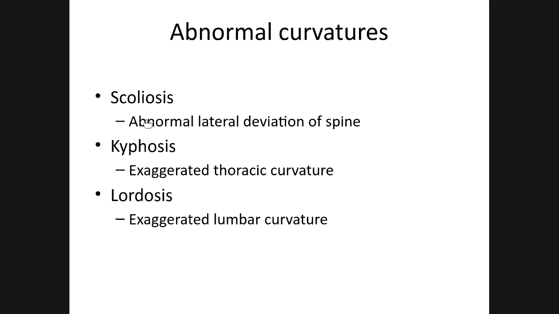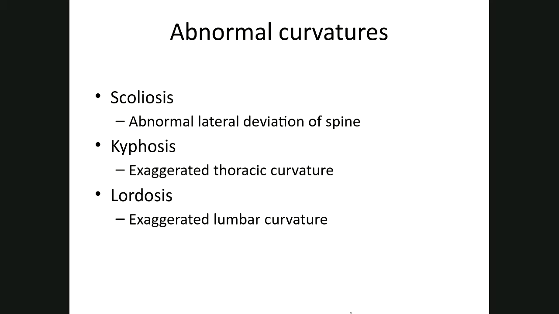Some terms. Scoliosis, abnormal lateral deviation of the spine. So it goes left and right. And I have a picture in just a minute. Kyphosis, an exaggerated thoracic curvature, where their shoulders are leaned over and their head is down. It's like a buffalo hump. And then lordosis, exaggerated lumbar curvature, where your butt sticks out. They call it a teacup booty, where it sticks out.